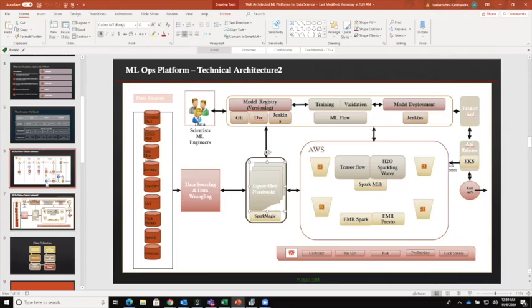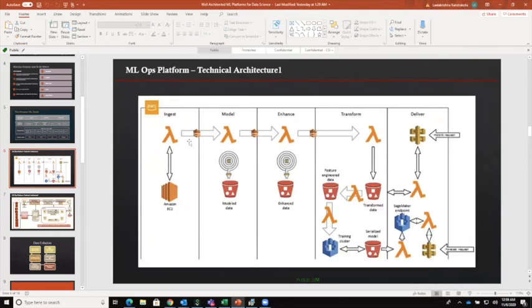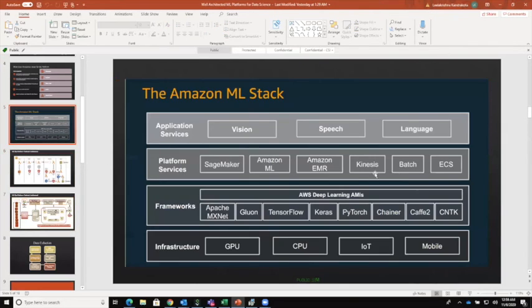In this case, you would see sometimes there are Kinesis pipelines, which is basically a framework that can give you streaming data. So adopting something like that would be helpful.